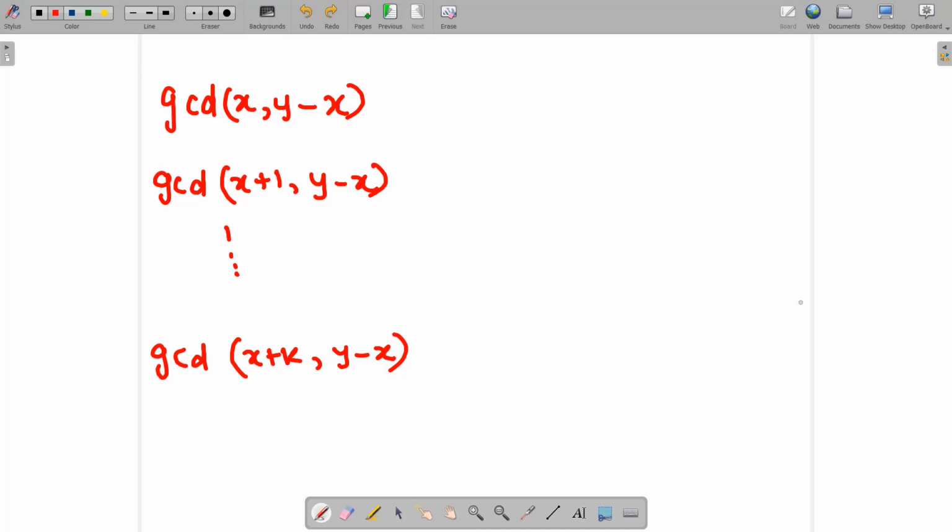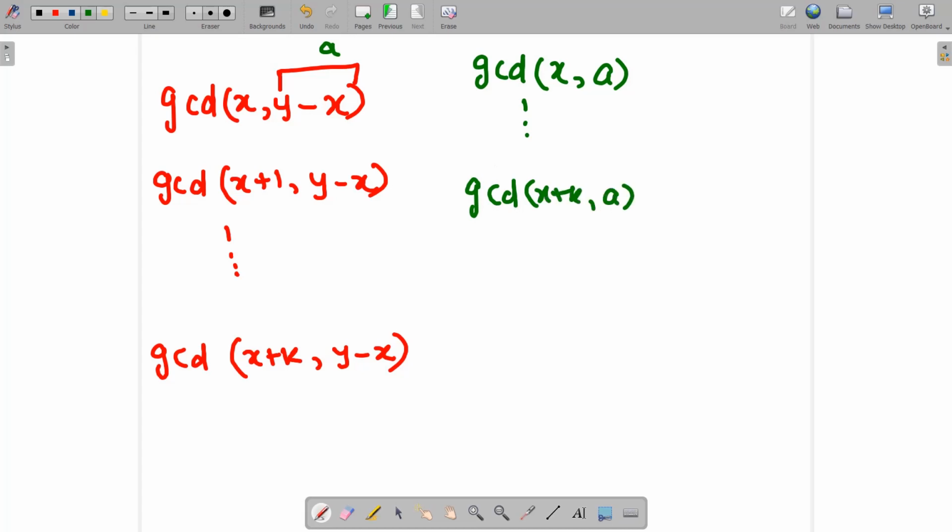So how we are going to do that? Suppose let's call this y minus x, let's give this value a new element, which is a. So we'll write down GCD of x comma a, and it goes on something like this: GCD of x plus k comma a. Now here we are going to use the idea of prime factors.